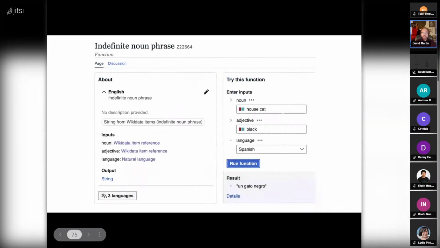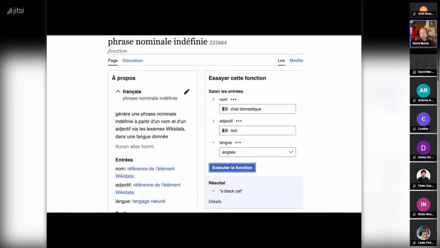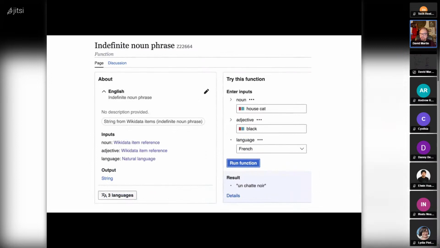Now, we can do the same thing here by specifying a different language, the Spanish language. In this case, the function will call on Wikidata to tell it which Spanish language lexemes can be used, and we'll come up with the phrase un gato negro. I also had French. We can do the same thing for the French phrase un chat noir.